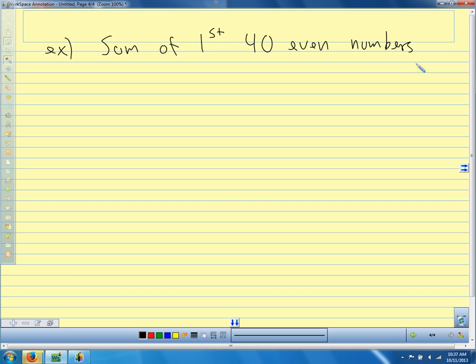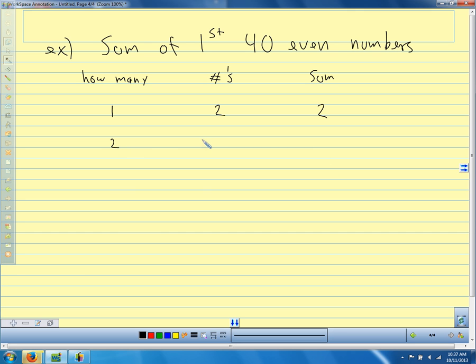What I suggest for problems like these is I'm going to set up a table. I'm going to make one column for how many we're adding, one column for the numbers, and one column for the sum. And what we're going to do is write this out and look for a pattern. So if I just start with one number, what's the first even number? 2. And if I add 2, all I'm adding is 2. So my sum is just going to be 2.